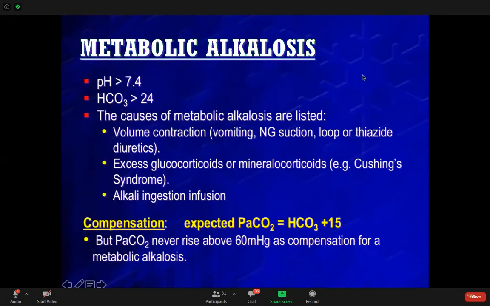So the last one is metabolic alkalosis. It's when your pH is more than 7.4 and your bicarb level is more than 24. The causes of metabolic alkalosis are usually volume contraction, like vomiting. Sometimes when they do NG suction, they take out your HCl. Sometimes glucocorticoids or mineralocorticoids, like Cushing syndrome, or if the patient is taking steroids, or sometimes alkali ingestion. The compensation is the same: it's your bicarb level plus 15.